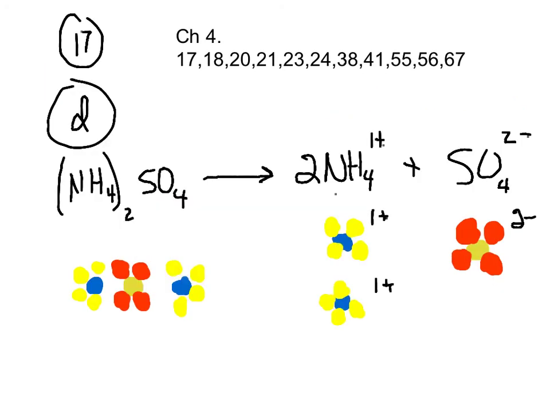For 17 part D, we see ammonium sulfate, and here I have ammonium ions represented. I didn't write in their charges here, but I have a nitrogen and 4 hydrogens, and those are colors that are often used to represent hydrogen. Here I have sulfur in the center of the sulfate and the 4 oxygens surrounding it. Now notice that when it dissociates, we get the 2 ammonium ions and the sulfate ion.